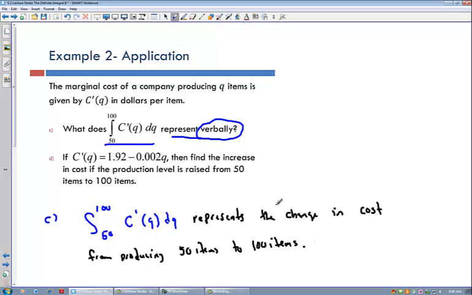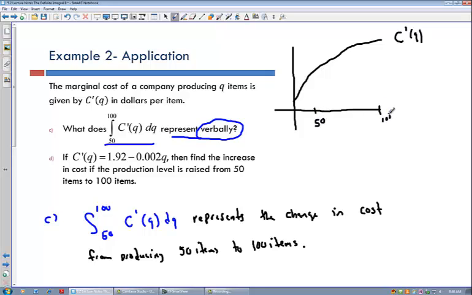You can kind of see this if you think about it from the graph, so let's just take a minute, because I think this is kind of important for you guys to see, especially if you're going to have to use or interpret these definite integrals in another class. So this is my C prime of Q. This tells me how the cost is changing with each item, basically. And down here I have 50 and I have 100. And if you put a number on this, like at 50, let's say you get 30. This would be $30 per item.